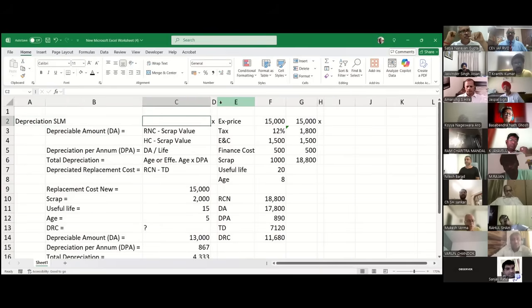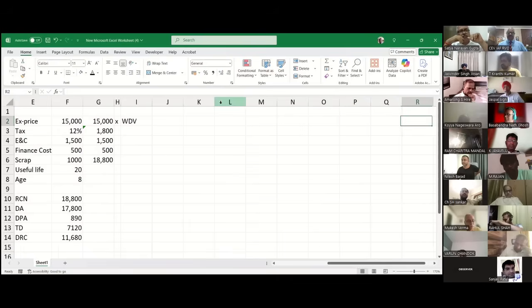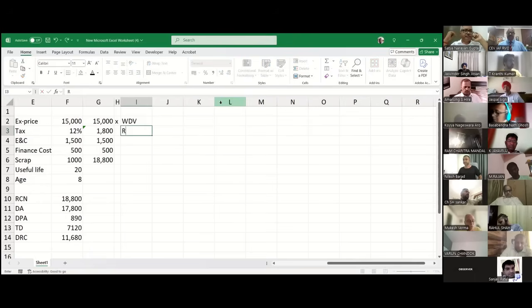So this is the first method of depreciation. The other method is the WDV method. Okay. How to find the WDV method? It is based on the rate of depreciation.